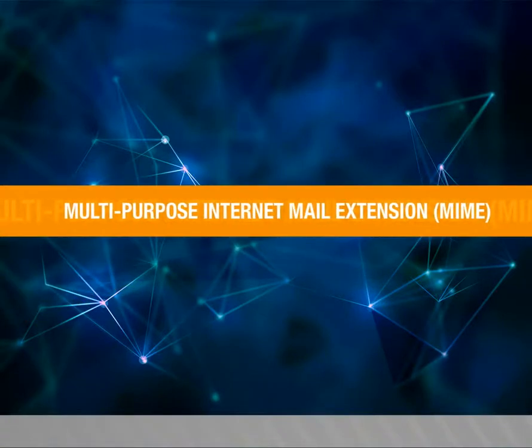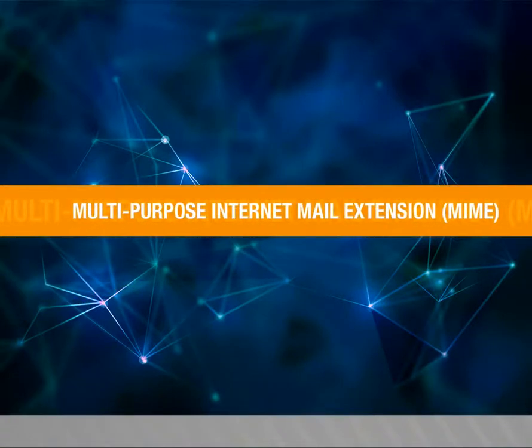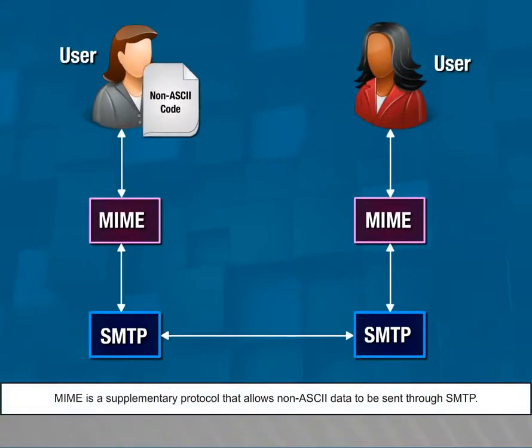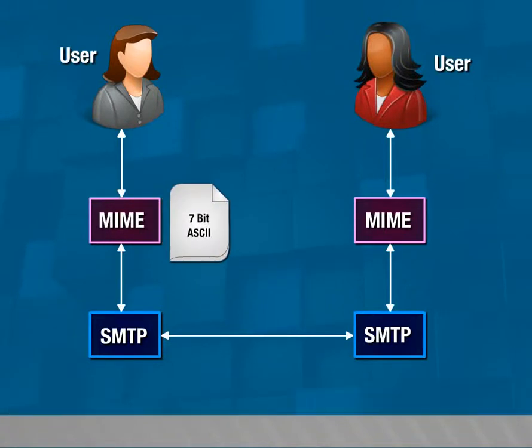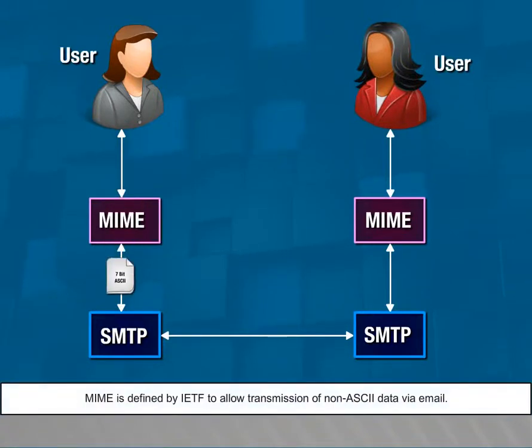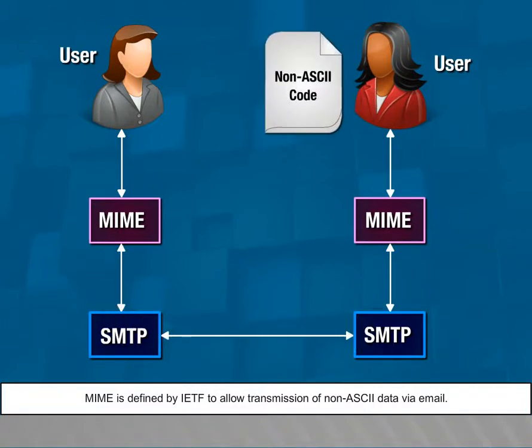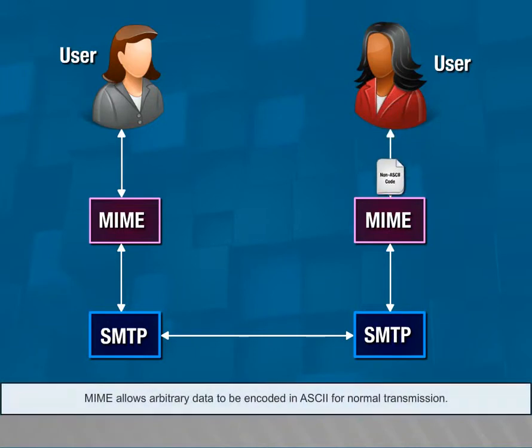Multi-Purpose Internet Mail Extension, MIME. In this video, we are going to see about Multi-Purpose Internet Mail Extension, MIME. MIME is a supplementary protocol that allows non-ASCII data to be sent through SMTP. MIME is defined by IETF to allow transmission of non-ASCII data via email. MIME allows arbitrary data to be encoded in ASCII for normal transmission.